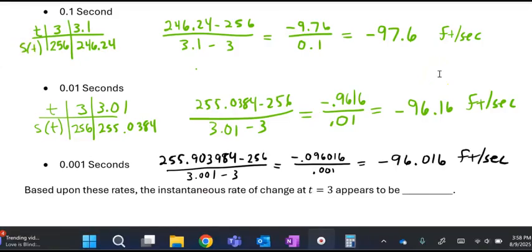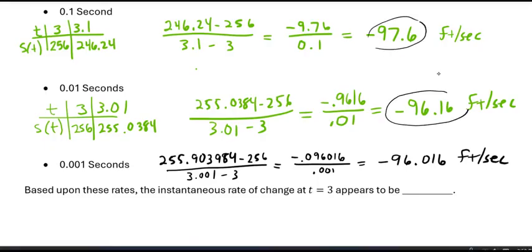Okay, so I've caught up with you a bit. Maybe you've made a hypothesis, but notice that as we squeeze the time down, it was negative 97.6, negative 96.16, and now it's negative 96.016. What if you go 0.0000001? You might imagine it's really close to just negative 96. And that would actually be the answer, and you can check this after the video. I'm not going to do it here.